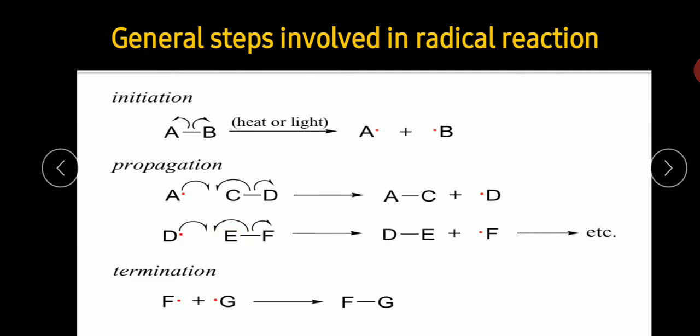Then the last step is the termination step. In the termination step, this F radical plus G radical form a bond. There are three steps of free radical mechanism. First is the initiation, then second is the propagation, and third is the termination.